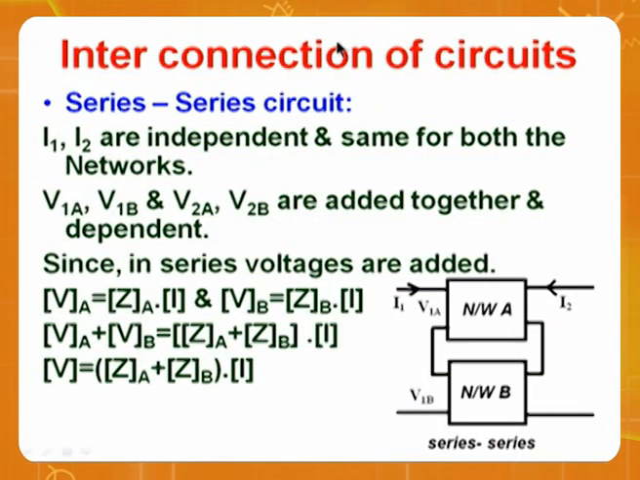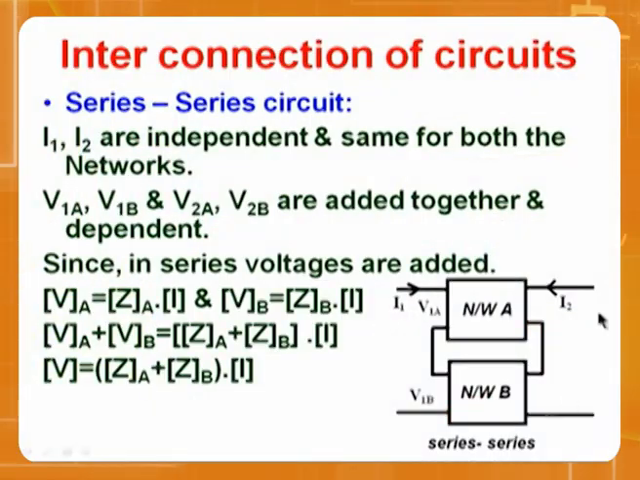Then the last thing for today is interconnection of circuits. How to connect them? Suppose there is a network A and a network B. If two networks are connected in series, please remember, current is the same and voltage is different. If current is the same, voltage is different, so voltage is going to depend on current. What does it mean? It simply means Z parameters.